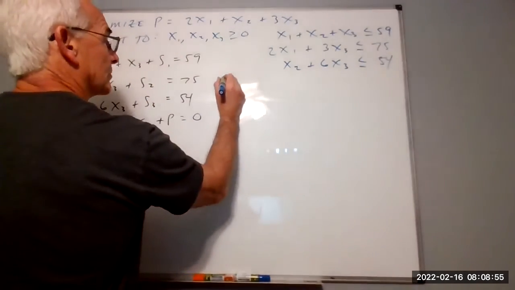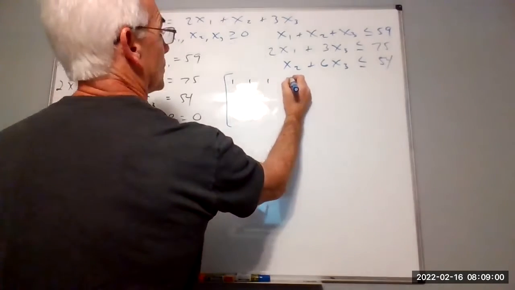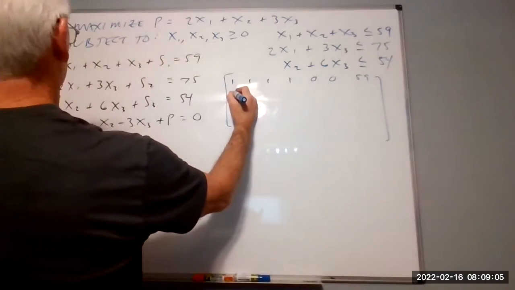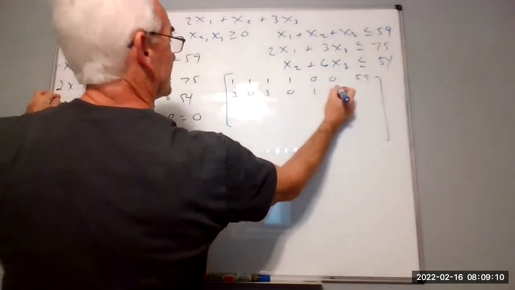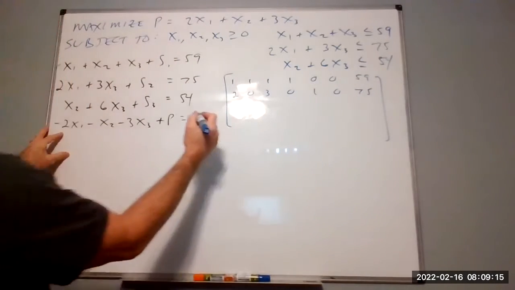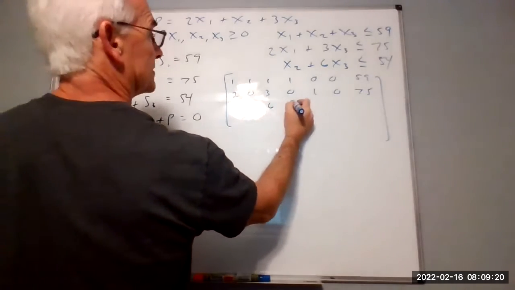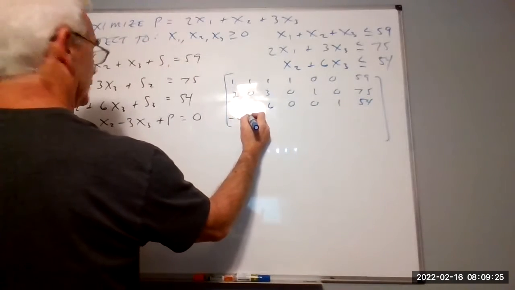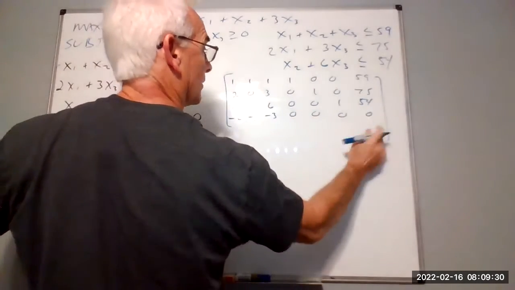So when I write this as a matrix, we'll have 1, 1, 1, 1, 0, 0, 59. Then 2, 0, 3, 0, 1, 0, 75. Then here, 0, 1, 6, 0, 0, 1, 54. And then the last row, negative 2, negative 1, negative 3, 0, 0, 0, 0.